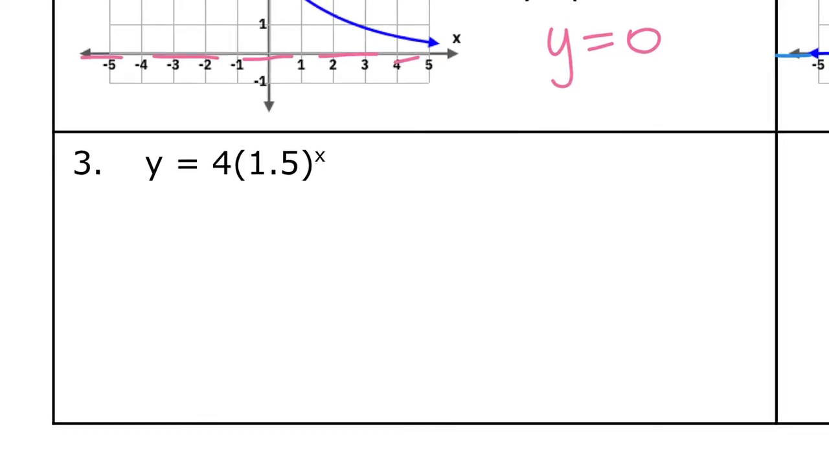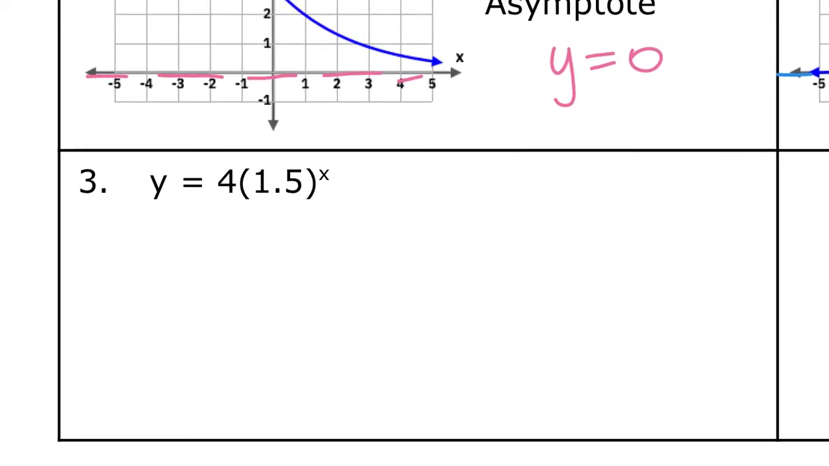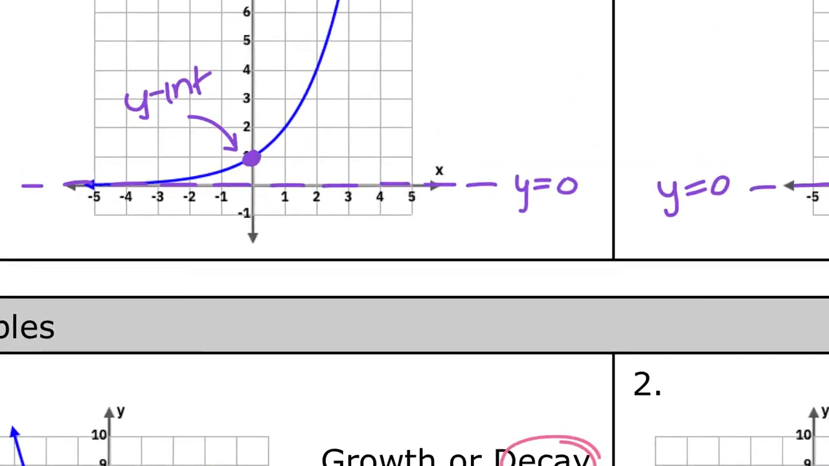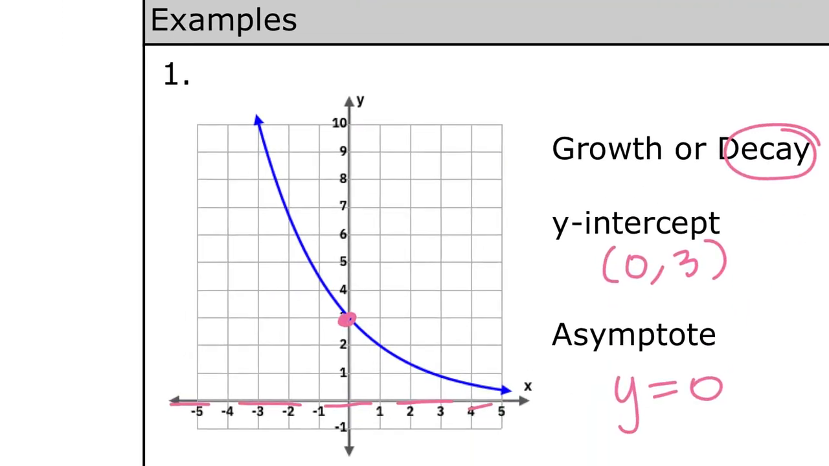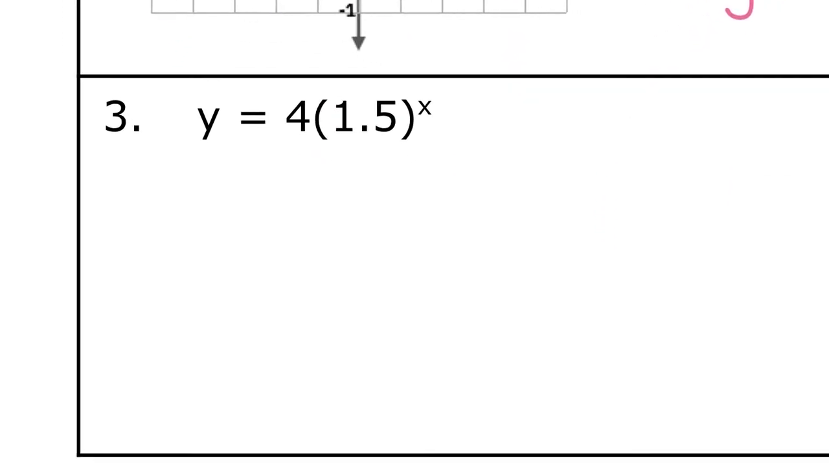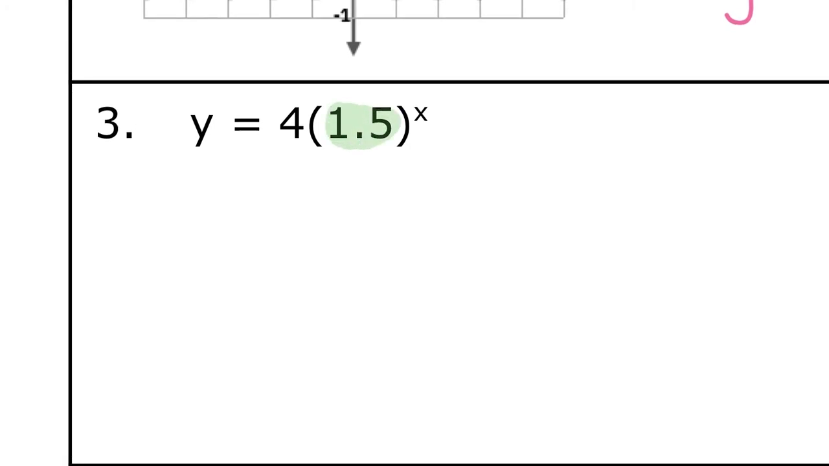y equals 4, parentheses 1.5, to the x power. So first, I want to decide, is it growth or is it decay? According to my notes from up here, we're going to look at b, what's inside of the parentheses. That determines whether it's growth or decay. For us, inside those parentheses, I have 1.5. Now 1.5 is greater than 1. So because it is greater than 1, this is going to represent exponential growth.